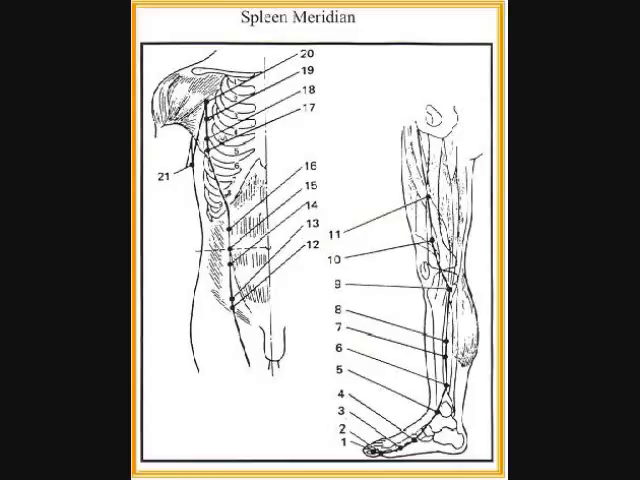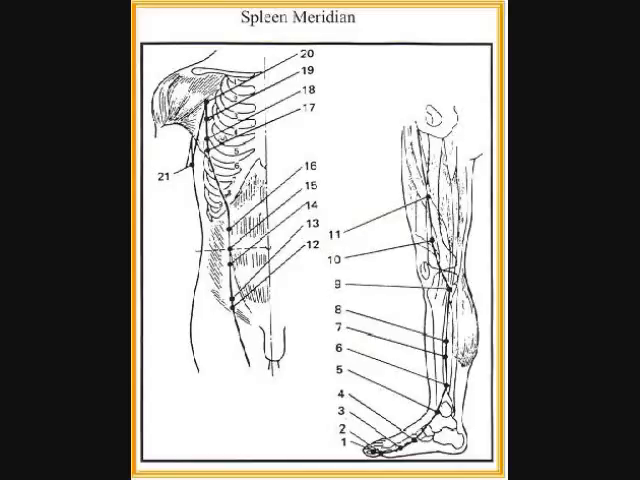Spleen 7. 3 cun above spleen 6 on the line joining the tip of the medial malleolus and spleen 9. Spleen 8. 3 cun below spleen 9 on the line connecting spleen 9 and the medial malleolus. Spleen 9. On the lower border of the medial condyle of the tibia, in the depression on the medial aspect of the tibia.